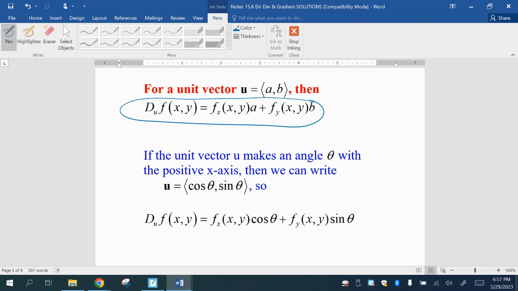If you are given, not the unit vector, but the angle with respect to the positive x-axis, then you can write this definition of the directional derivative in a different way. The a comma b is replaced by cosine theta comma sine theta, because remember, the unit vector will give us that cosine theta comma sine theta as a unit vector. So let's go ahead and use these definitions.